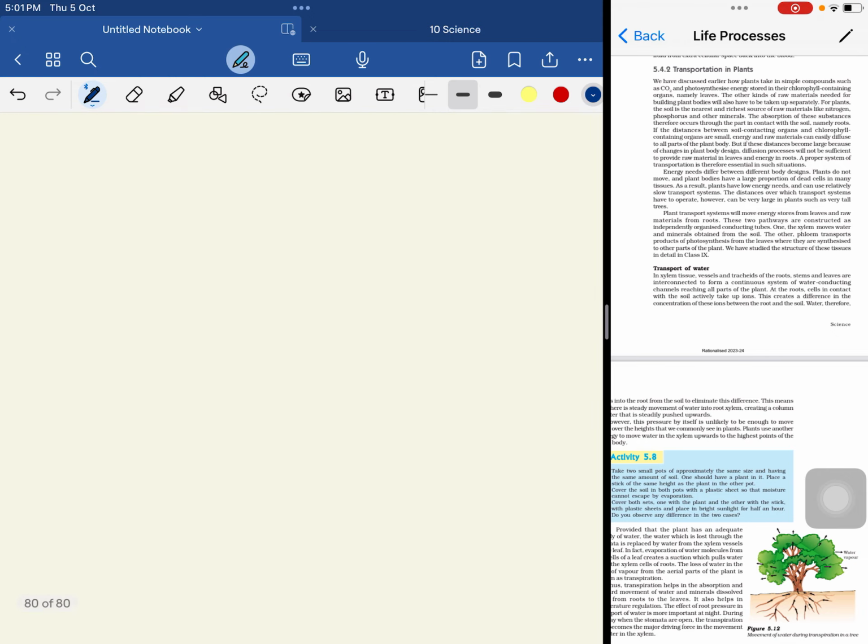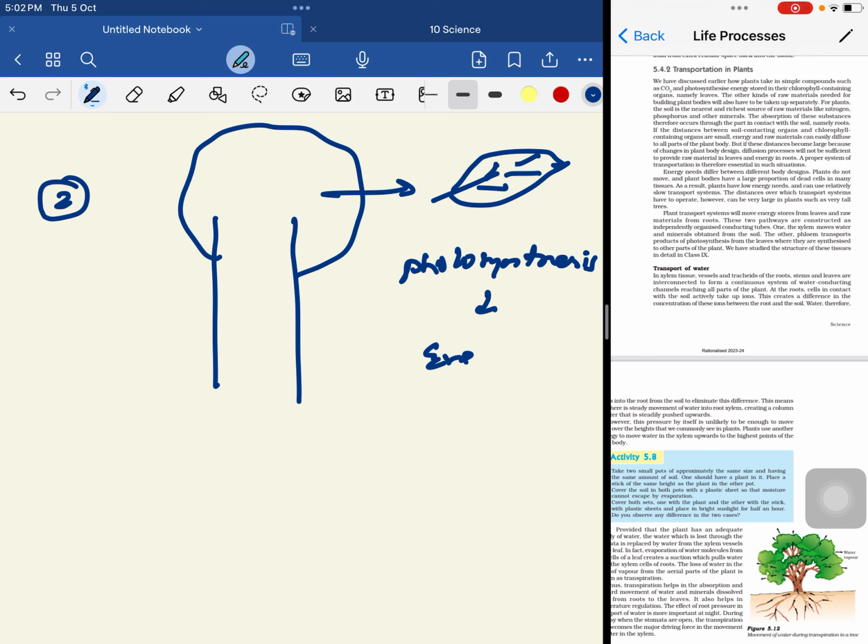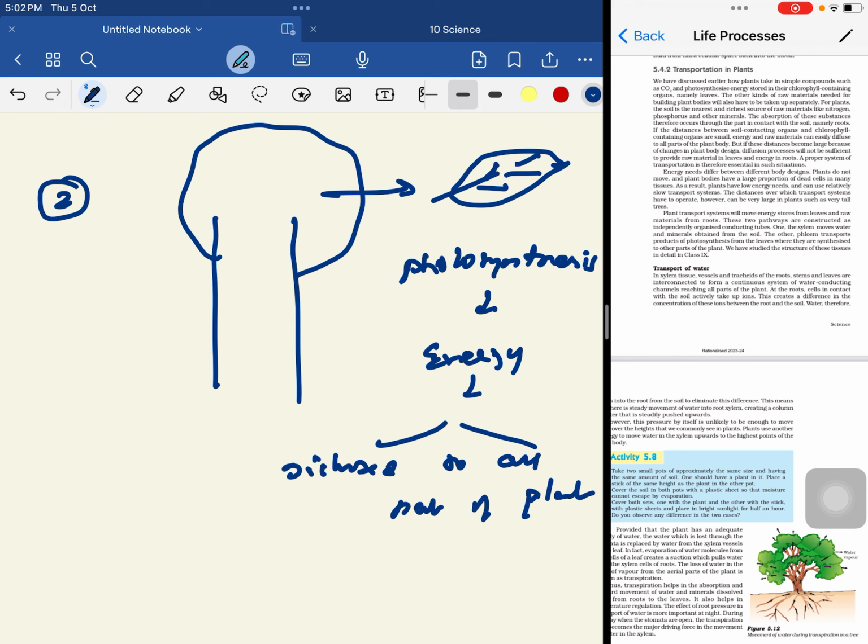And the second method is this: a plant has a tree, a plant has leaves. In these leaves a lot of photosynthesis is happening. Photosynthesis will create energy. This energy should be distributed to all parts of the plant for making other biological processes.